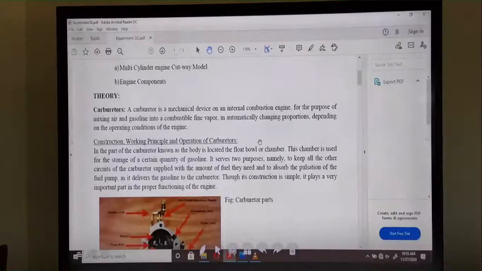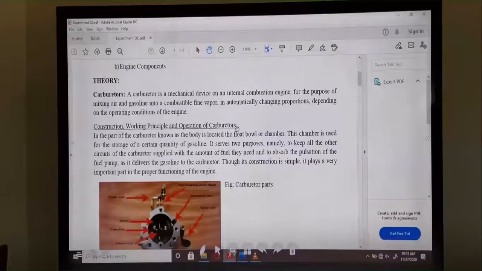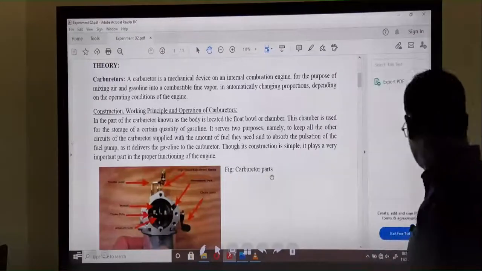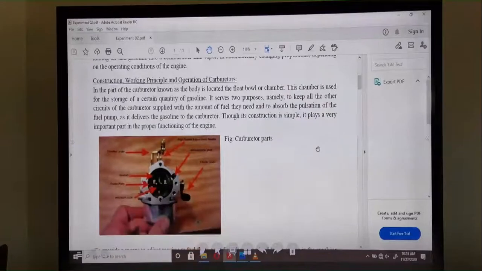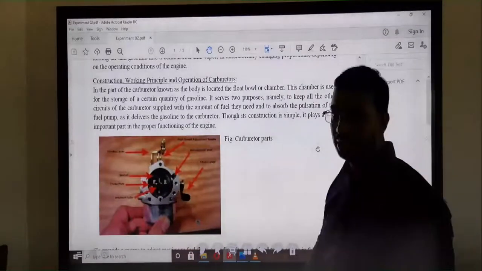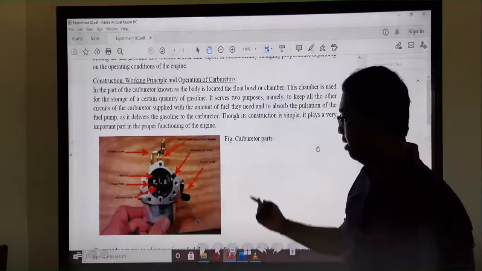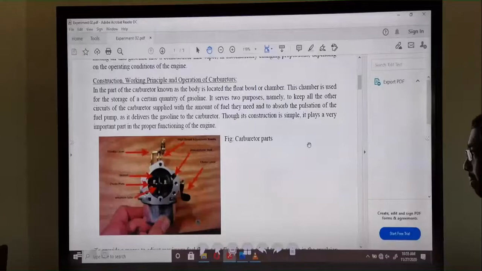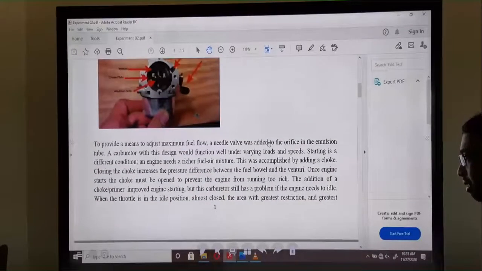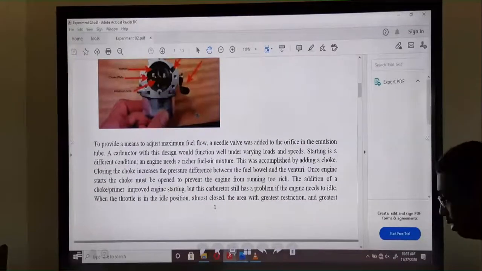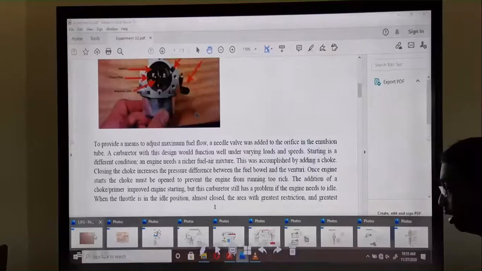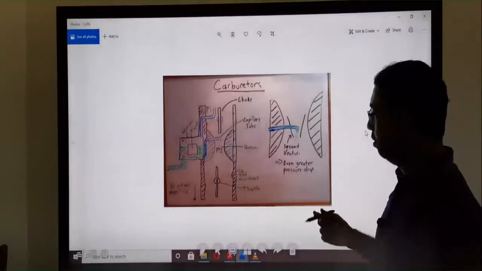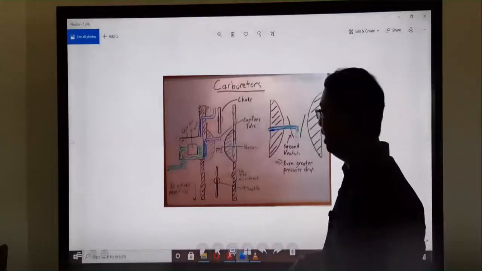First we study the carburetor. This carburetor is widely used for gasoline, that means petrol engines. There are some parts in the carburetor. I think this is not clear, so I will explain the construction of this carburetor in a different slide. So now I explain it theoretically.